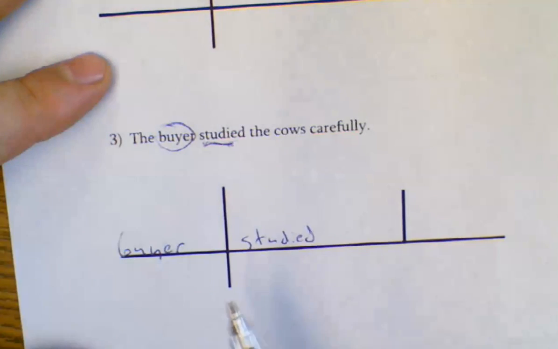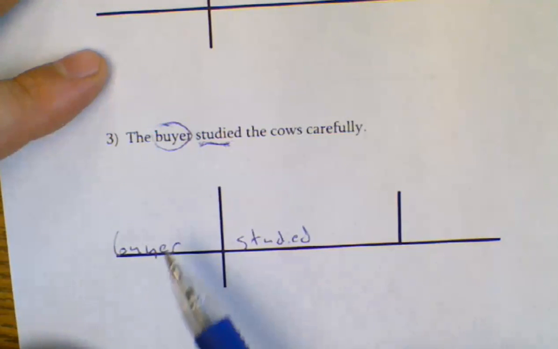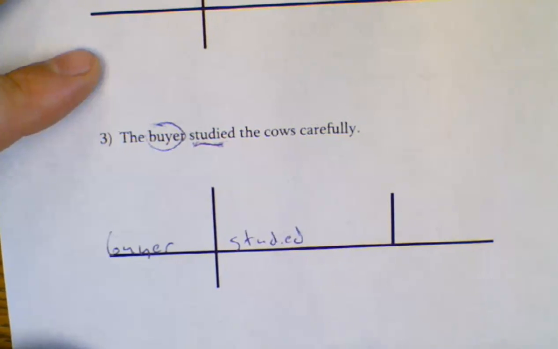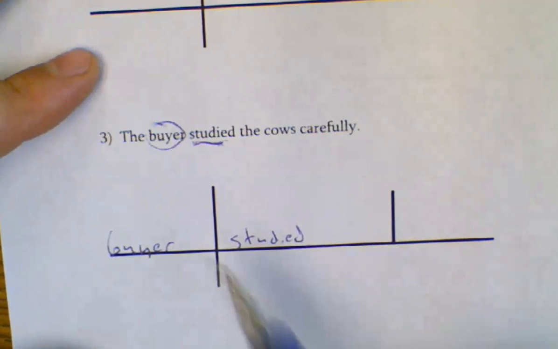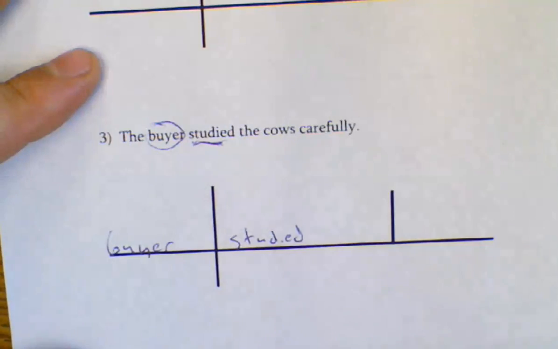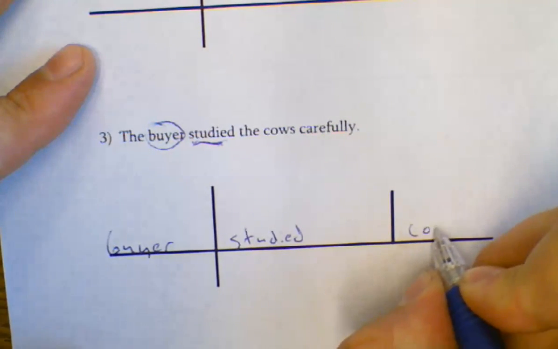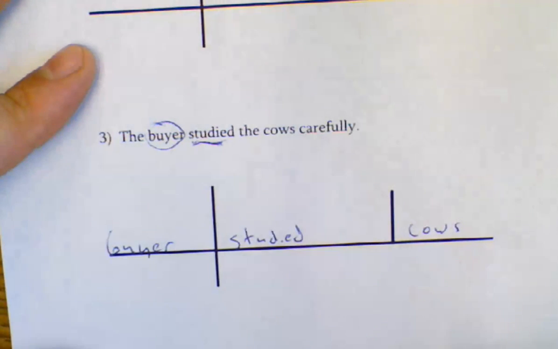Alright, so now we know the basics of the sentence. We know subject, predicate, and we know we're doing direct objects, so we know there's one in the sentence. So what is receiving this action of studying? What is receiving that action? What is being studied? Well, of course, it's the cows. So the buyer studied the cows. Cows receive the action, which means they are direct objects.